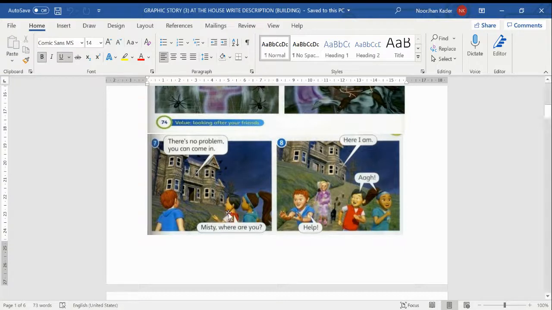Whisper asks Misty, where are you? And she says, there's no problem, you can come in. That means she's telling them she's all right, she's fine. She went in earlier because she has the superpower of being invisible, so she can go in unnoticed. Then when she checked everything is okay, she called them to come in.